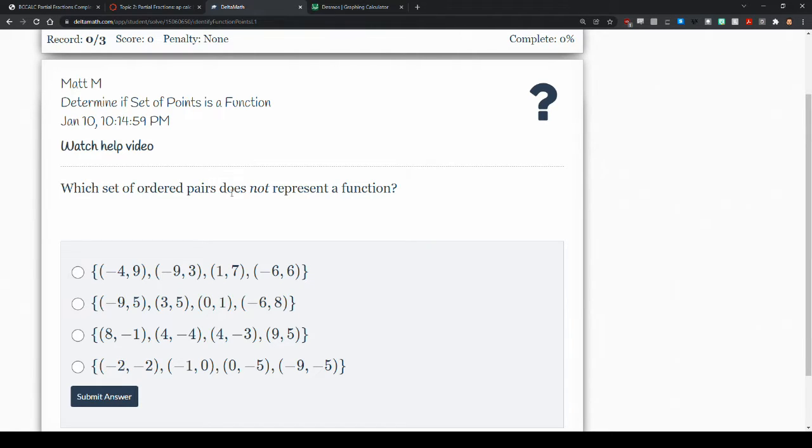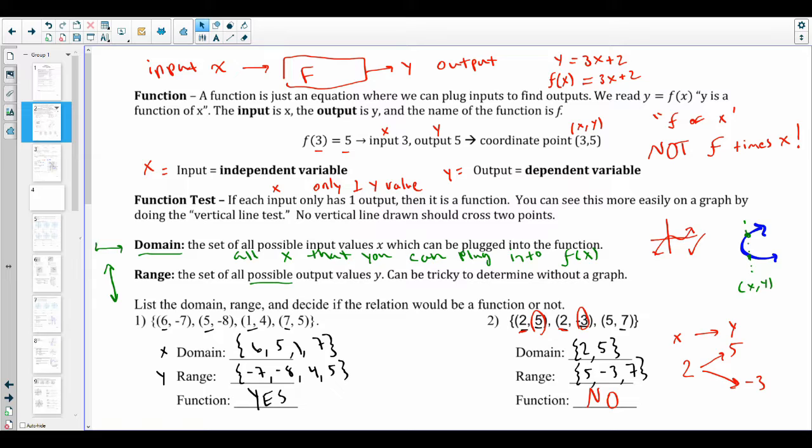Which set of ordered pairs does not represent a function? So here we have a bunch of ordered pairs. And if we think back to our notes, one thing our notes say is that something is a function if you input an x value and you only get out one y value. So in other words, you can't have any repeating x values that go to different y values.